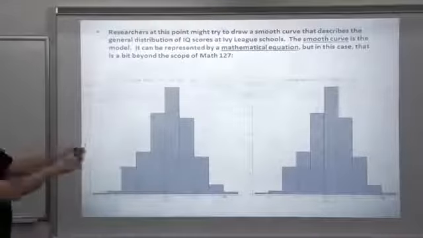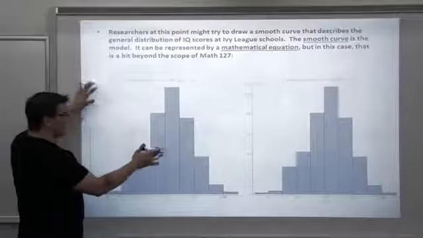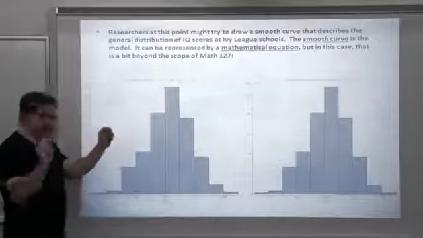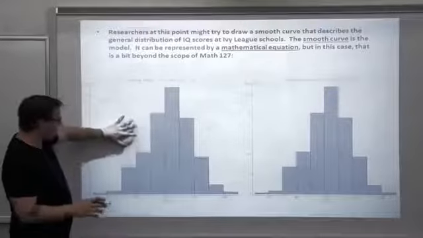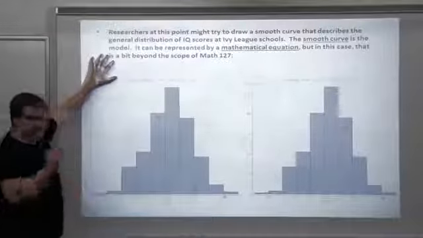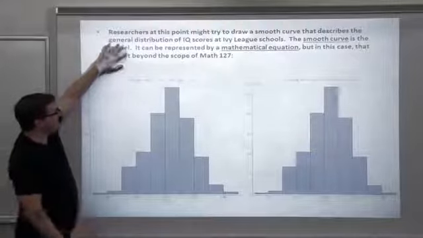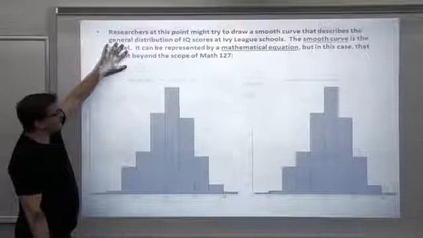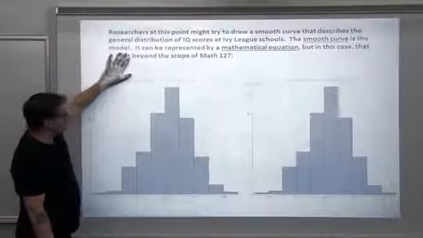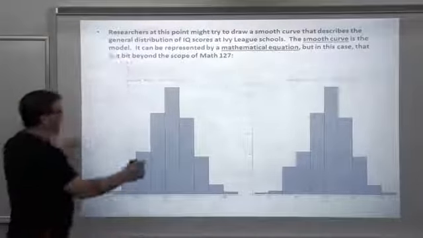Okay, I have the two models. Looks like you've got them in your note packet as well. There's an important slight difference here, and it's really hard to see it on this projector screen, but researchers at this point might try to draw that smooth curve, right, that model that describes the general distribution of IQ scores. The smooth curve is the model. It could be written with a mathematical equation beyond the scope of the course.